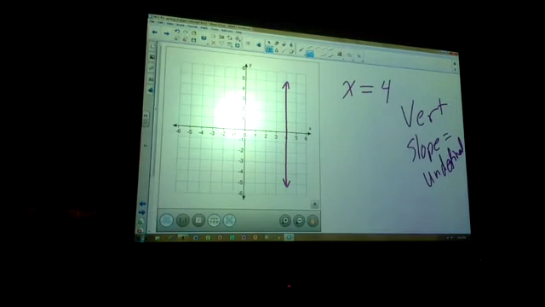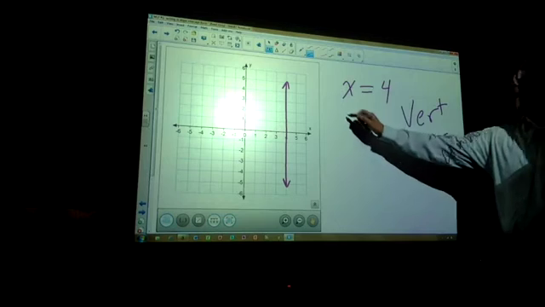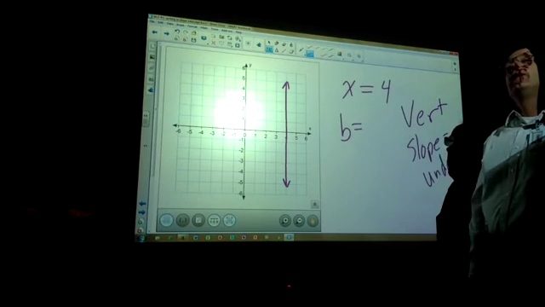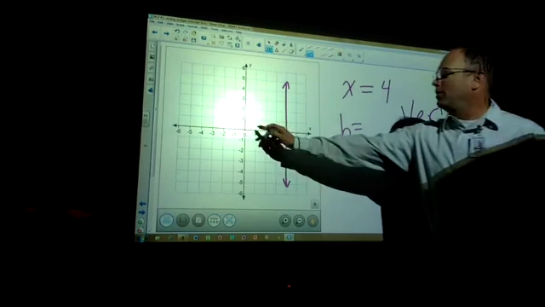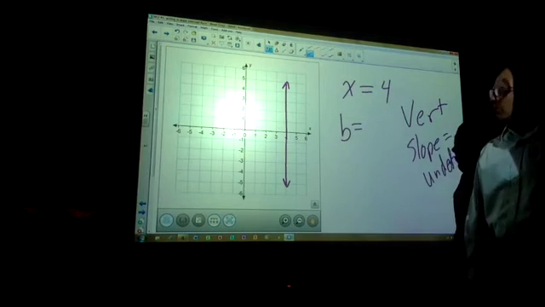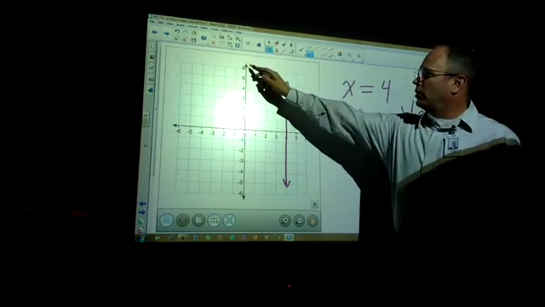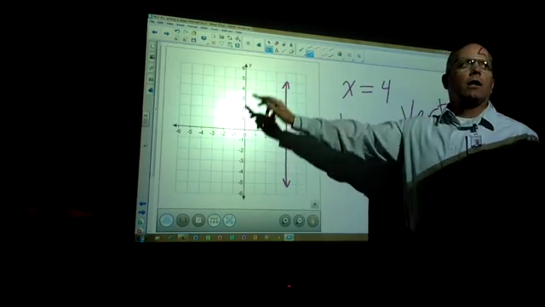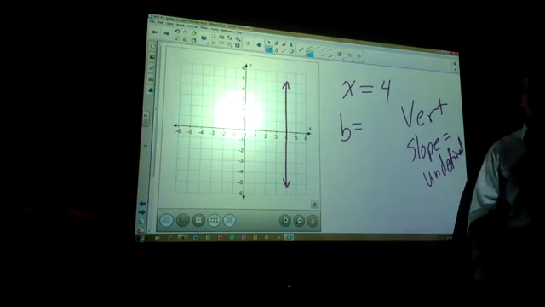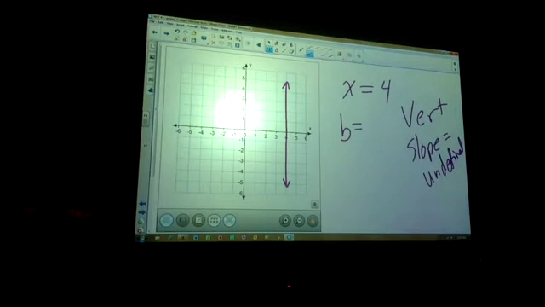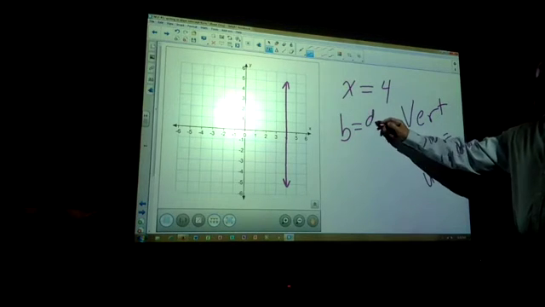No. Does it cross the y-axis? No, it only crosses the x-axis. So what is my b value here? No, b value would be 0 there. 4. Okay, b value is where does it cross the y-axis? Zero. No, it's nothing. Undefined. Infinity. Wait, it doesn't cross it. It doesn't cross, right?